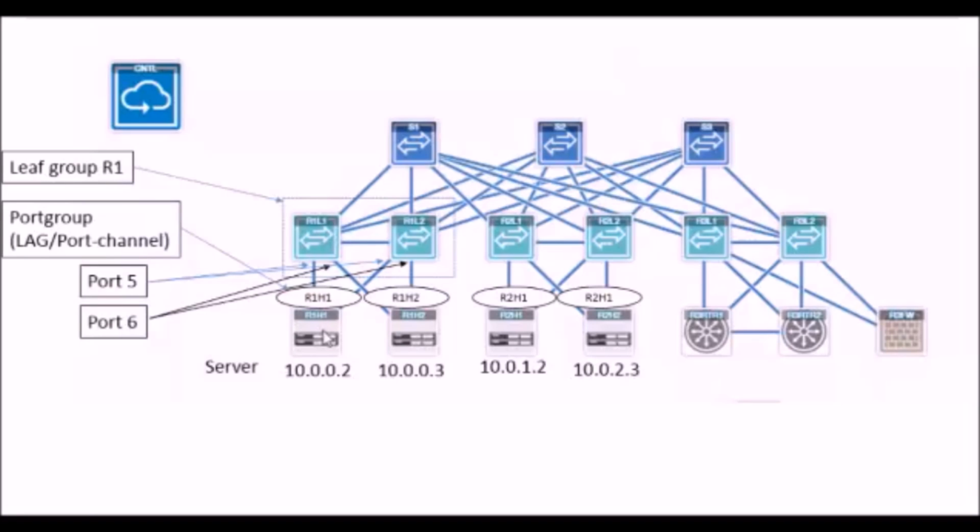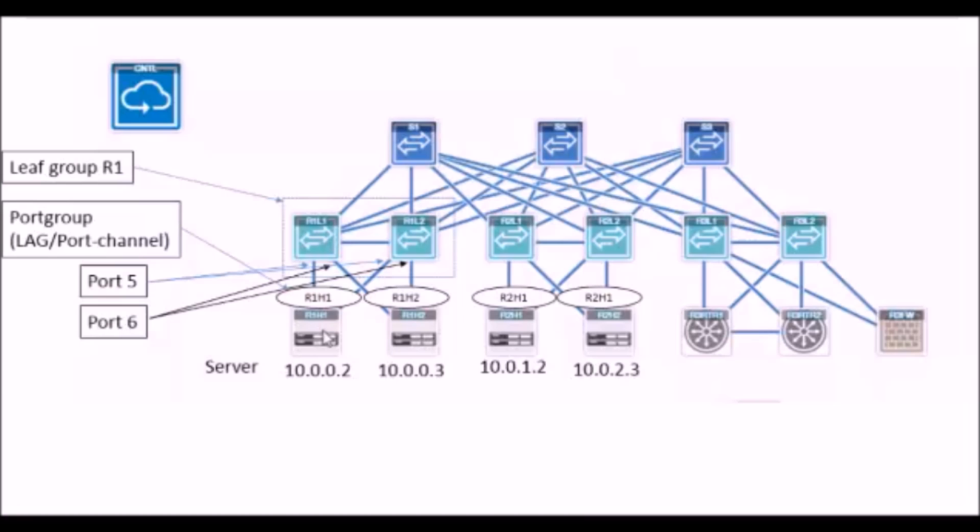Hi, I'll show you how to build a software-defined network in the Bigswitch lab. As you can see here, we have 9 switches, 1 controller and 4 servers. The lab comes with the leaf groups R1, R2 and R3 already defined. A leaf group is 2 switches appearing as one.